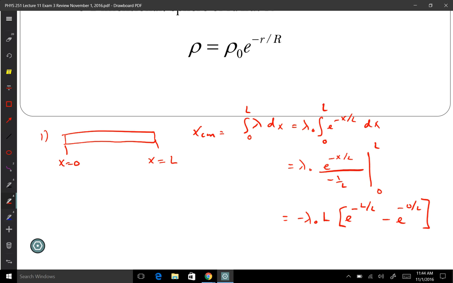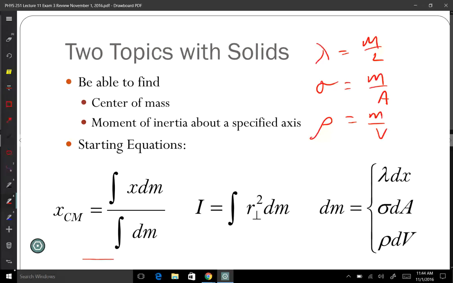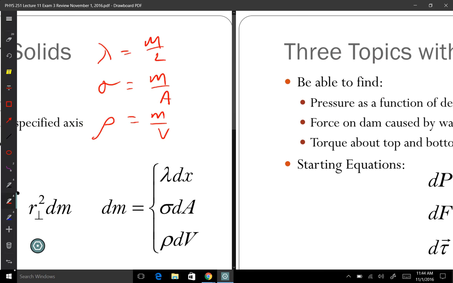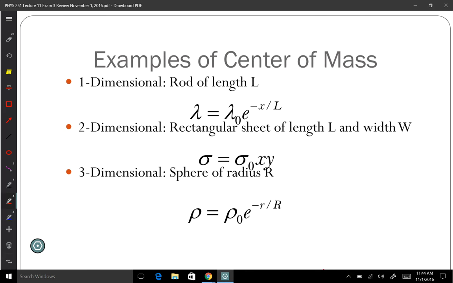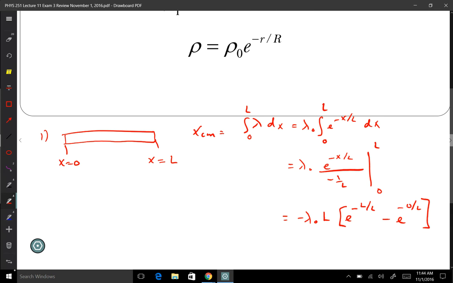Question, how did you get 1 over L? I divided by the derivative of the exponent. So since the exponent is minus x over L, I divided by the derivative of that, which is minus 1 over L. Question: what initial equation did you use for x in your terms? The one from the first slide here. I'll go back to it. Right here. Except I forgot to put the divided by integral of dm, didn't I? Okay. Yeah.